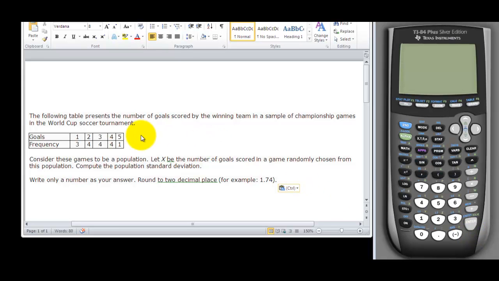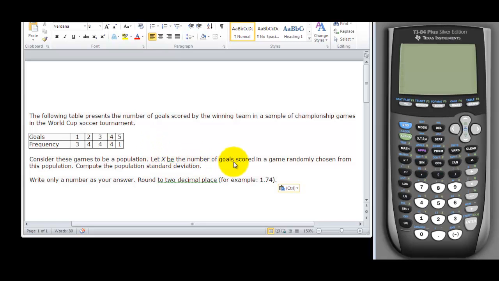In this problem, we have the following table, and it presents the number of goals scored by the winning team in a sample of championship games in the World Cup soccer tournament. In this table, we have goals here, and frequencies down here. It says to consider these games to be a population, so that's going to be important in what we do later.